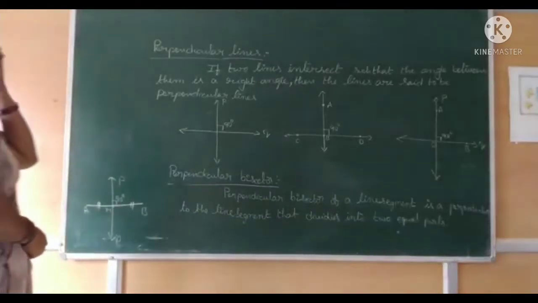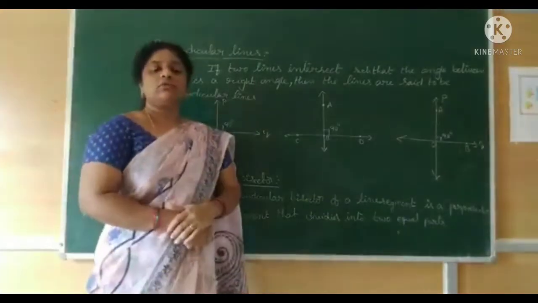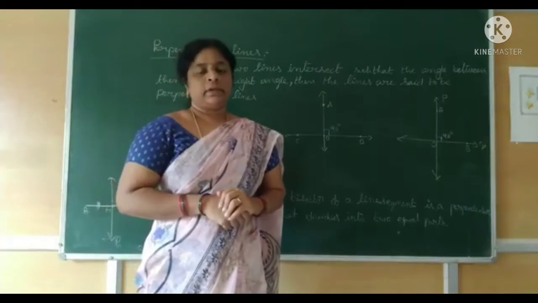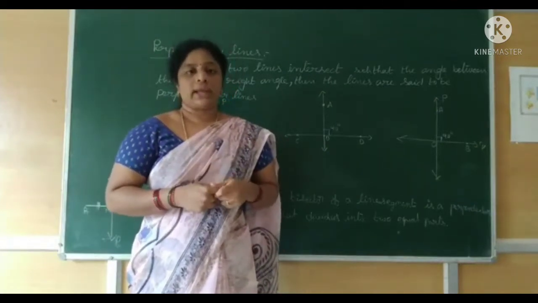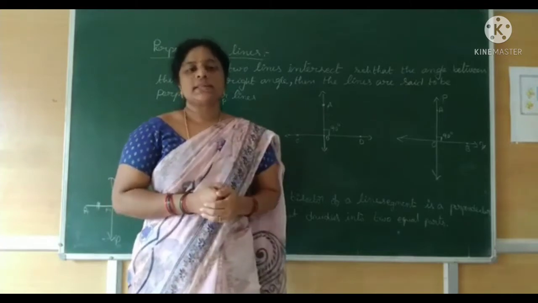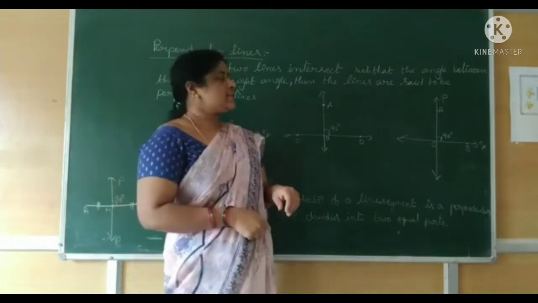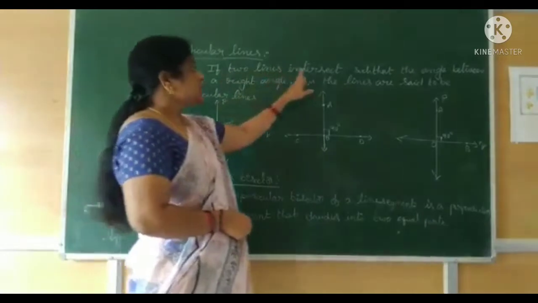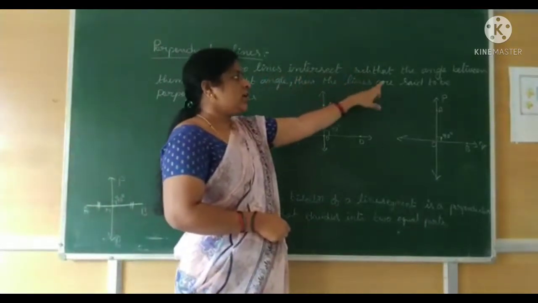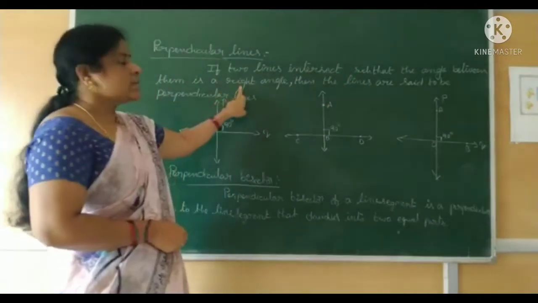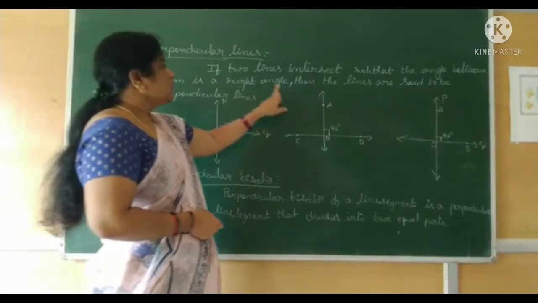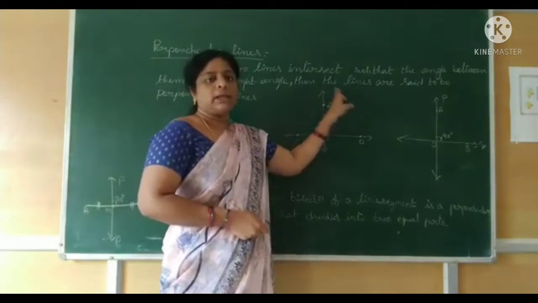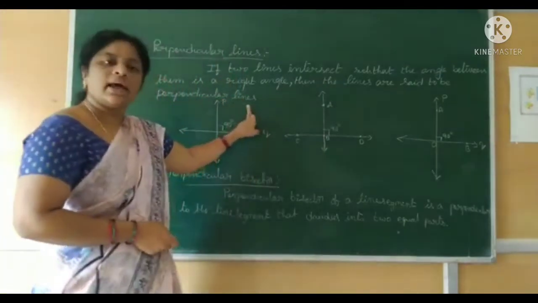Next, perpendicular lines. If two lines intersect such that the angle between the two lines is equal to a right angle, then the two lines are said to be perpendicular lines. Two lines intersect such that the angle between them is a right angle, meaning exactly 90 degrees measured. Then the lines are said to be perpendicular lines.